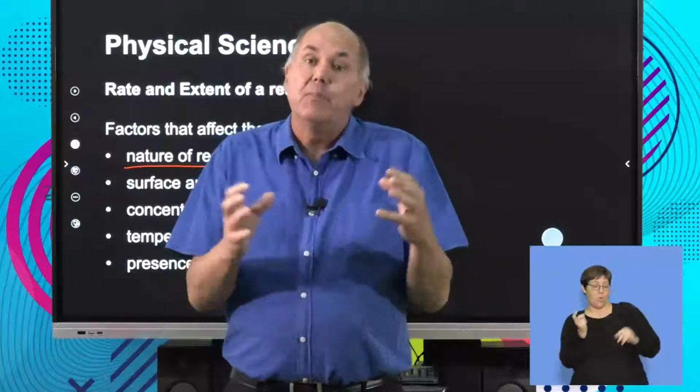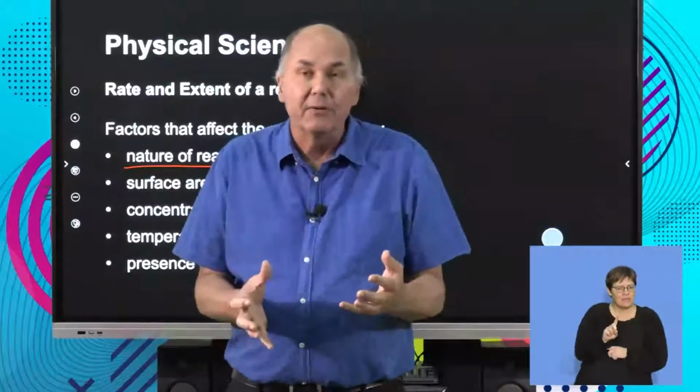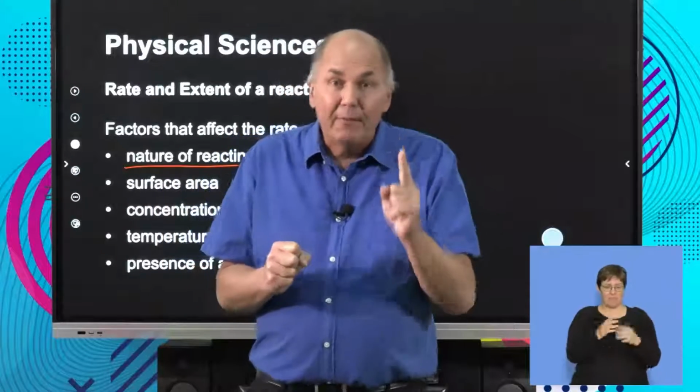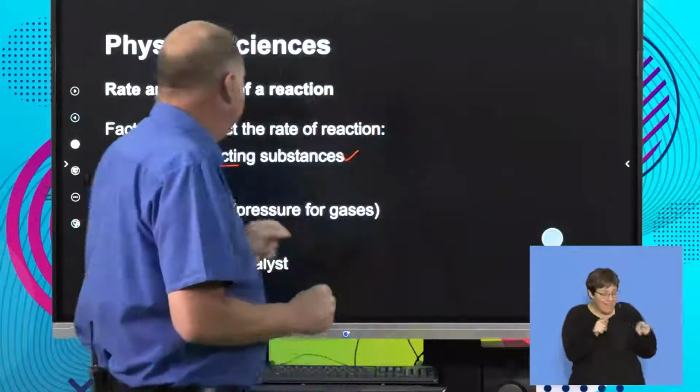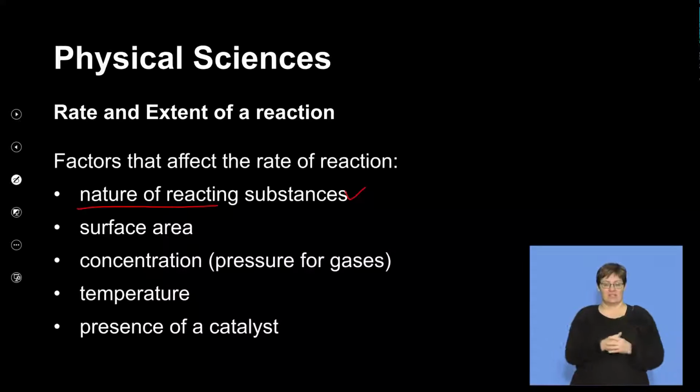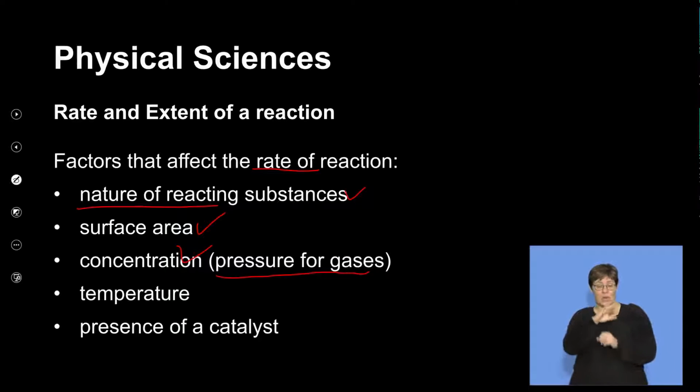So depending on the reactivity of the metal, or the non-metal, which depends really on the electron configuration, we recognize that different things can react quickly or slowly. So the type of material that you've got affects the rate of reaction. The surface area affects the reaction. The concentration also affects the rate of reaction. And when we talk about concentration, the equivalent of concentration for gases is pressure.